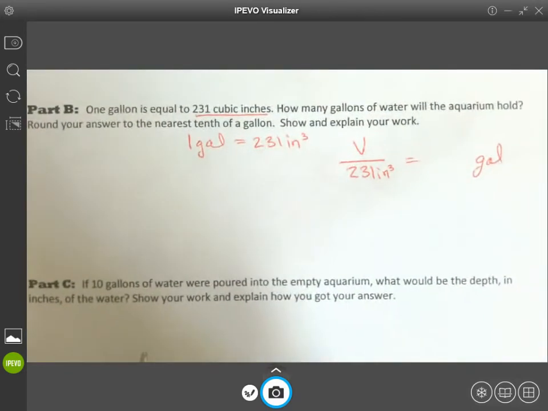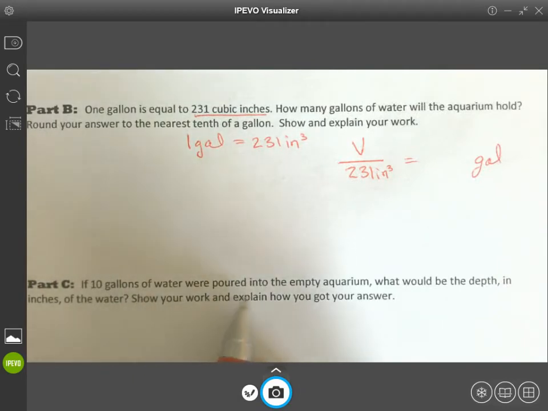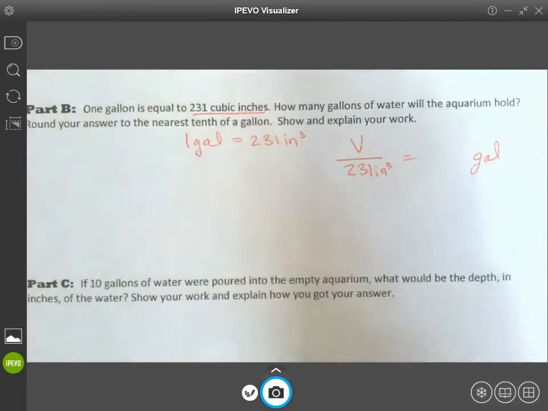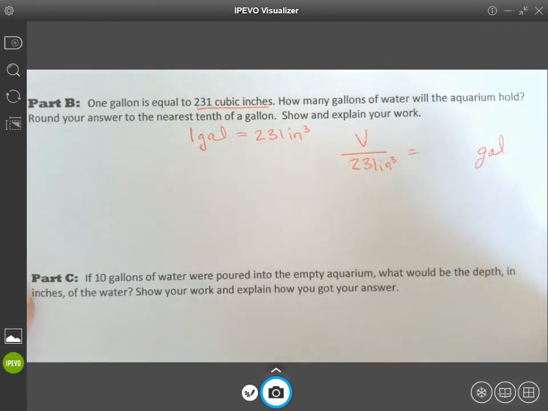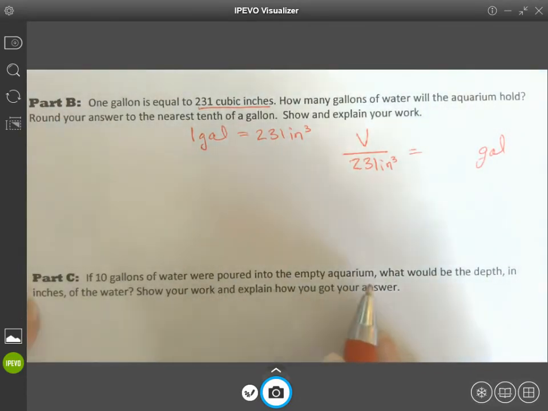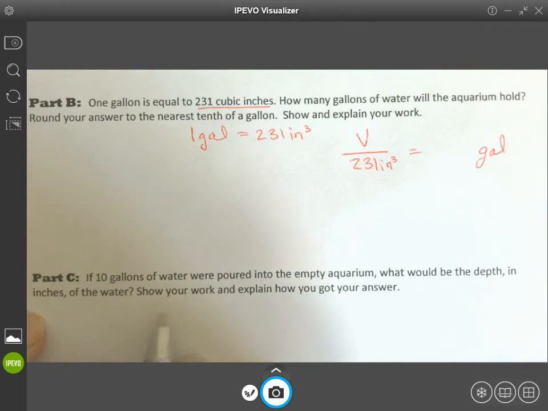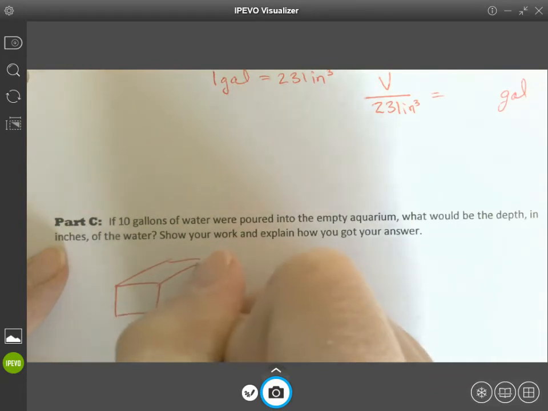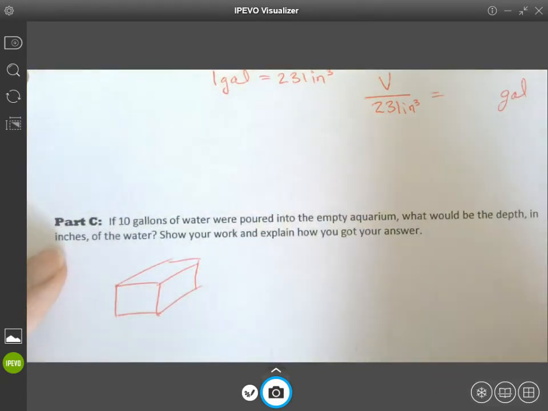Okay, now, next question is based on that. If 10 gallons of water were poured into the empty aquarium, what would the depth be? Oh, it's not based on that. So hopefully, how do you do that? Well, hopefully 10 gallons is not more than we need, okay? But if 10 gallons of water are poured in an empty aquarium, what would the depth be in inches of the water? So picture your tank again. I'm not going to draw as well as they did. Definitely not a 10-gallon tank.